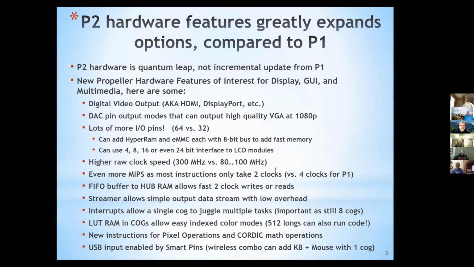We got the lookup table RAM, which is great for index color modes, but you can also put code in there. We got these new pixel mixing operations that I don't really understand yet, but look forward to getting into that. And we have the Cordic math operations, which are great for doing things like rotating images on the screen. And we also have USB on the pins with smart pins, so that's really convenient for doing a GUI.